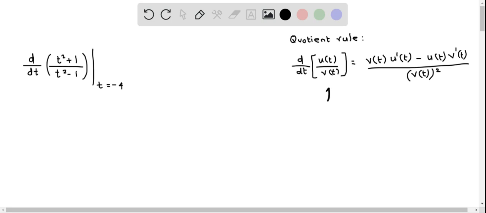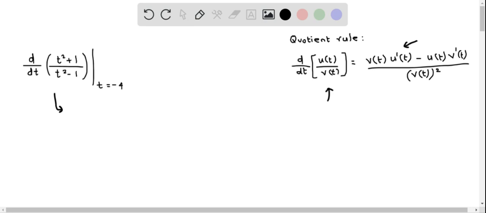So the quotient rule says d by dt of u of t over v of t. So basically this is a rational expression in t. This is given by v of t times u prime of t, where u prime of t is the derivative of u of t, minus u of t times v prime of t, which is the derivative of the v of t function, all over v of t quantity squared. So we can apply the quotient rule to determine the derivative of this rational expression.